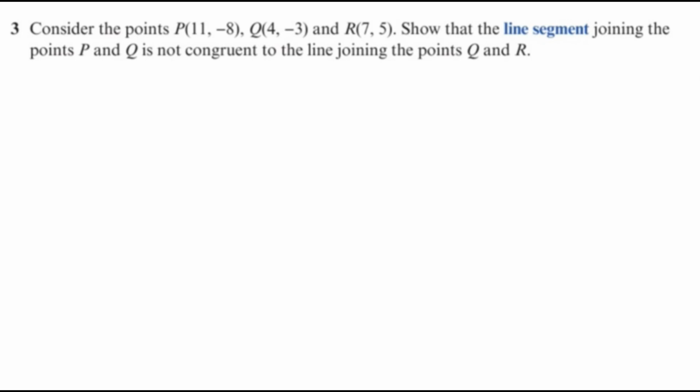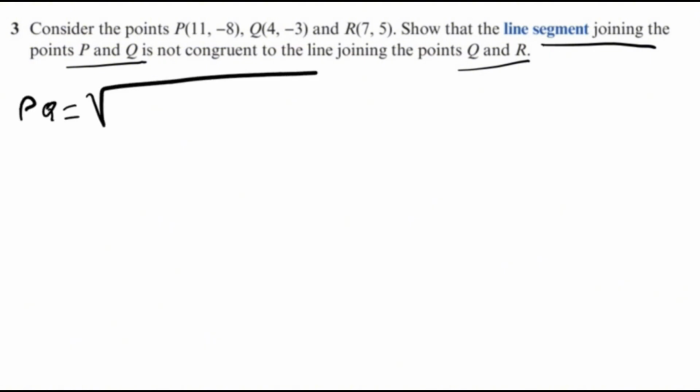Let's move to the next question, question 3. Consider the points P, Q and R. Show that the line segment joining the points PQ is not congruent to QR. Congruent means they have the same length. They are exactly the same. So first we have to find the distance between points P and Q.